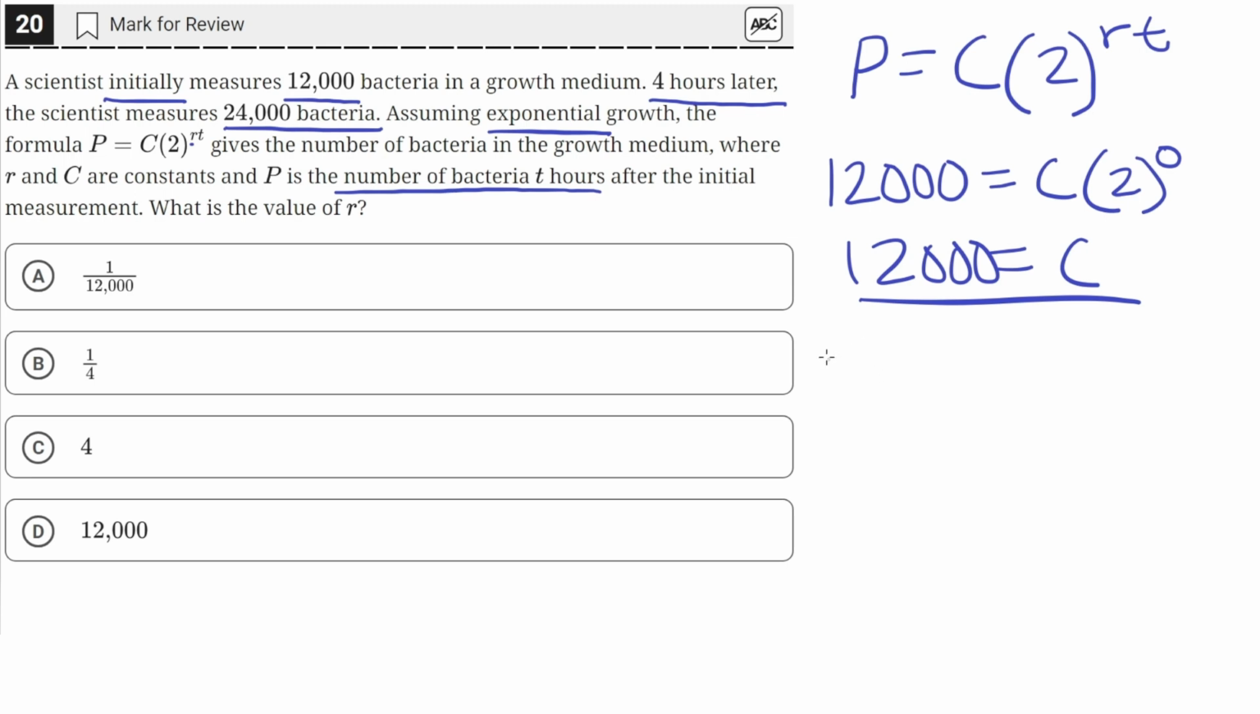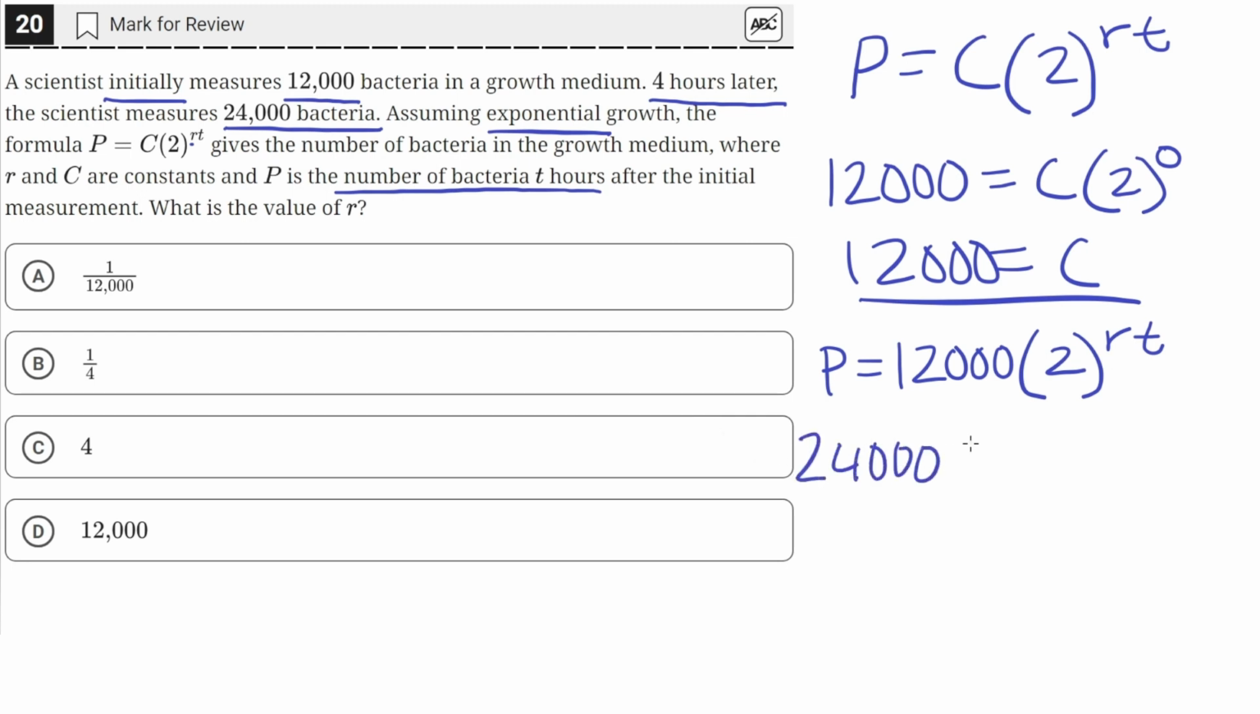Okay, so our equation looks like this right now. P equals 12,000 times 2 raised to the RT, where R is some constant and T is the number of hours. So our problem statement here says that 4 hours later, the population becomes 24,000. So we can just plug that in for P and T. Then we can solve for the value of R. So the population after 4 hours is 24,000. So P is just 24,000. We still have the 12,000 here times 2 raised to the RT. But this time, T is equal to 4 because this is 4 hours later.